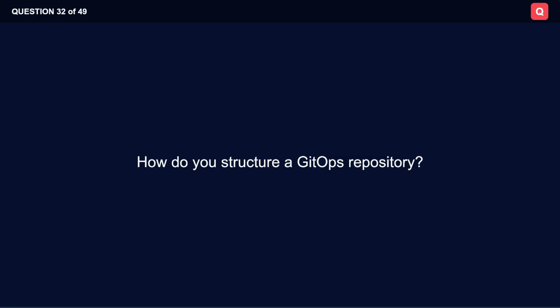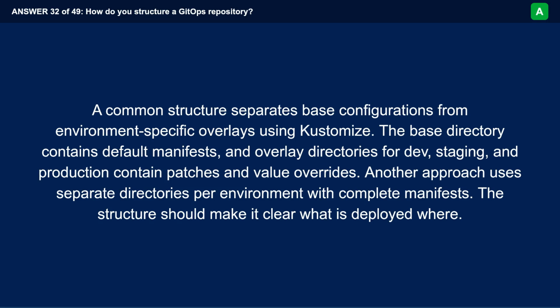How do you structure a GitOps repository? A common structure separates base configurations from environment-specific overlays using Kustomize. The base directory contains default manifests, and overlay directories for dev, staging, and production contain patches and value overrides. Another approach uses separate directories per environment with complete manifests. The structure should make it clear what is deployed where.